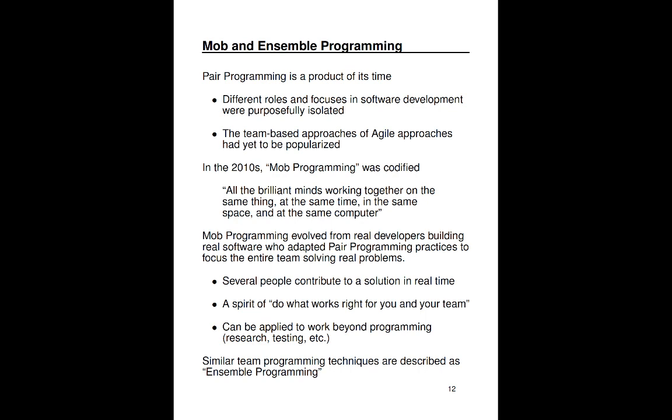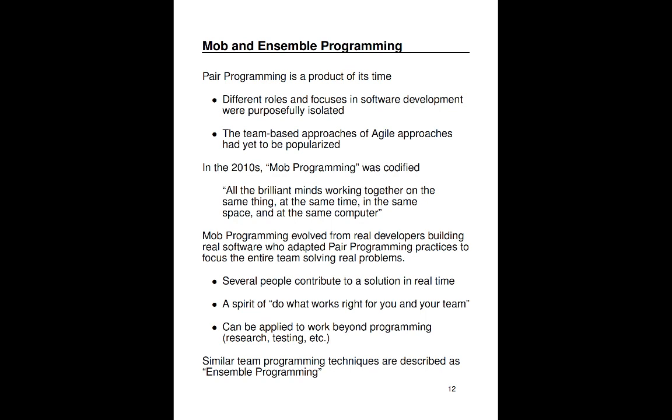In the 2010s, mob programming was codified. And the motto of mob programming is that it brings together all the brilliant minds working together on the same thing at the same time, in the same space, at the same computer. Now, like pair programming, mob programming isn't some academic concept. Someone didn't invent this in their basement. Instead, mob programming evolved from real developers building real software who were adapting pair programming practices to focus on the entire team solving real problems.